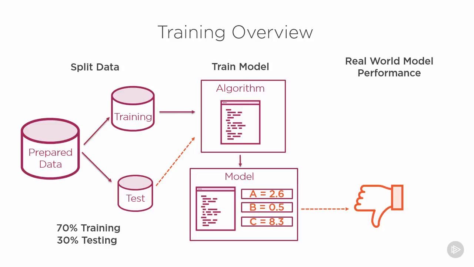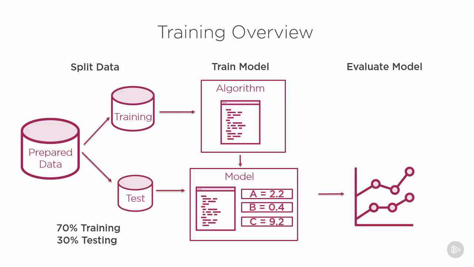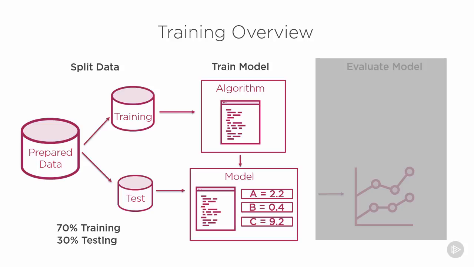To prevent us from being lulled into thinking that the model performs better than it really does, we hold the test data aside and only train with the training data. In the next module, we'll use this test data to evaluate the training model. But for now, let's focus on the first two steps, splitting the data and training the model.